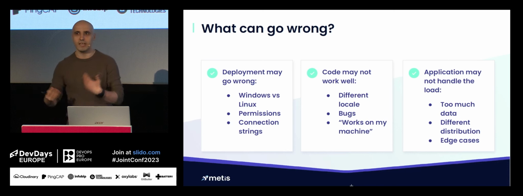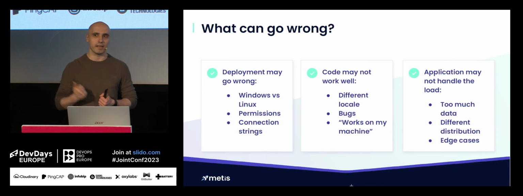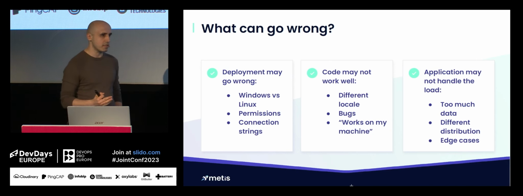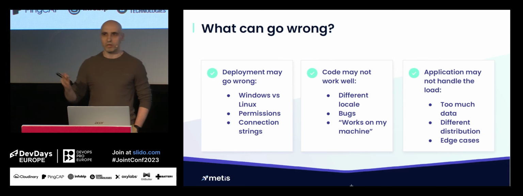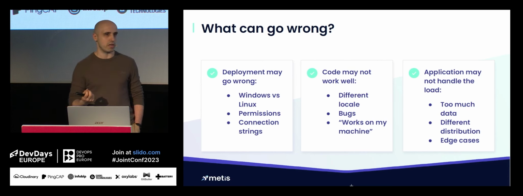So how can we guarantee that the deployment to production will work well? Other stuff that may break, obviously, is our code. Apart from some obvious bugs that hopefully we catch with unit tests, integration tests, etc., we also face different data distribution when we go to production, right?